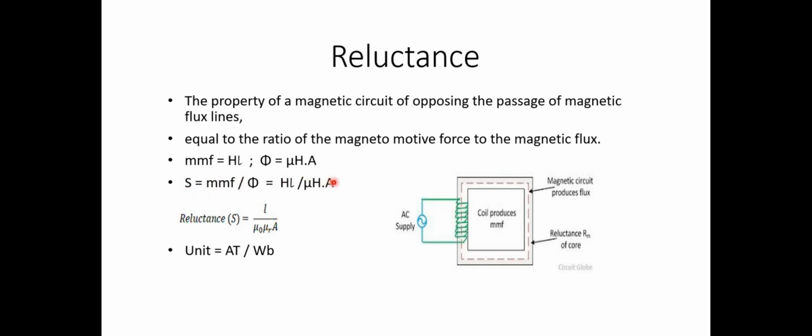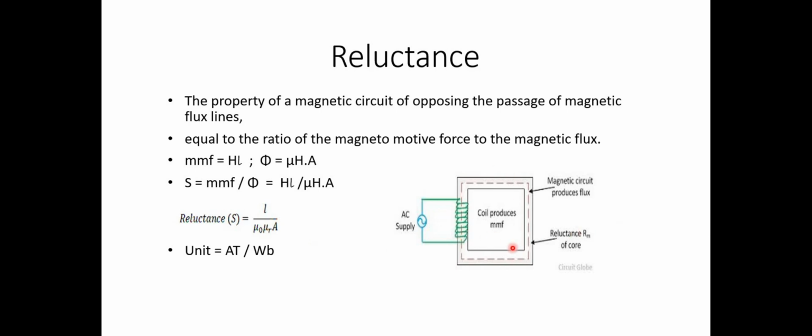So substitute these equations in this equation. So HL by mu H into A. H and H will get cancelled. So L by mu A. Mu is equal to mu naught into mu R. So the reluctance S, which is represented with the letter S, is equal to L by mu naught mu R into A. The unit of reluctance is derived from its formula itself, that is MMF by magnetic flux. For MMF it is ampere turns and for magnetic flux it is Weber. So ampere turns per Weber.